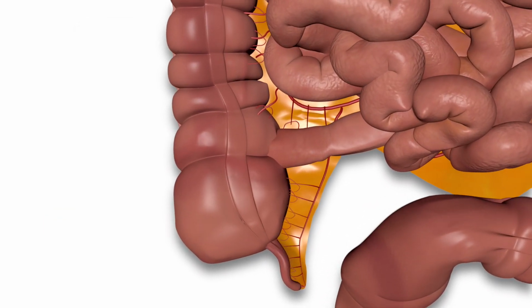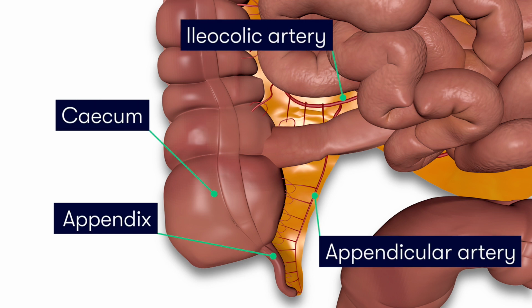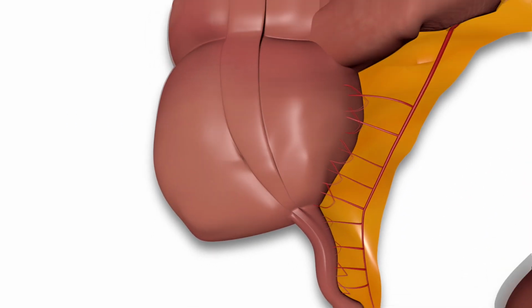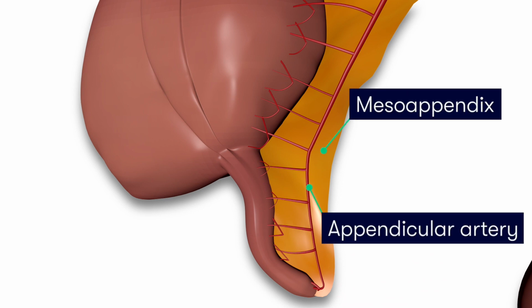The arterial supply to the appendix is via the appendicular artery, and here we can see it branching off the ileocolic artery, before running parallel with the appendix within the small mesentery of the appendix, which we refer to as the mesoappendix.